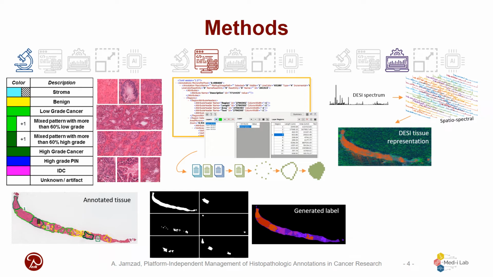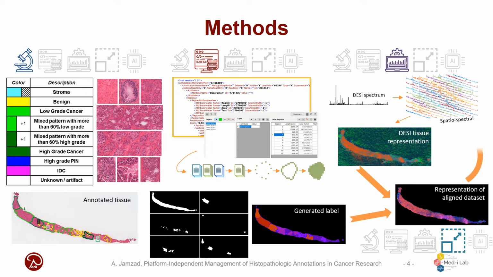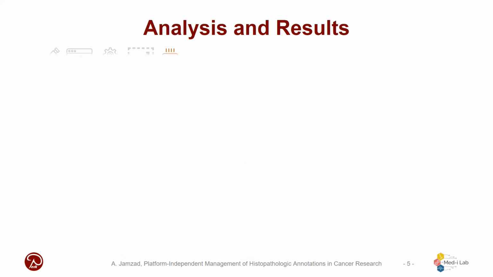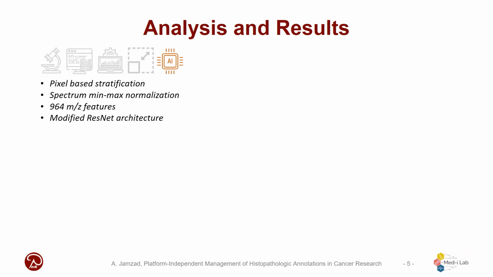Each pixel spectrum is reduced to its principal component to extract tissue latent representation. The label images were then spatially registered to these DESI tissue images, and the transformation was used for final dataset generation. The dataset was then used for prostate cancer grading in a deep architecture consisting of convolutional and residual layers.